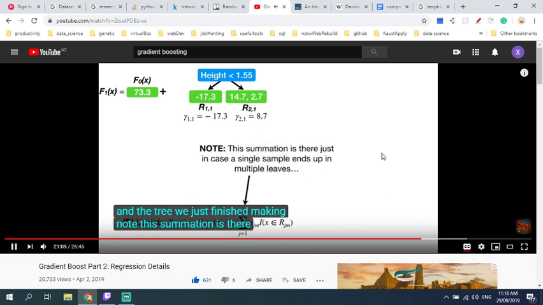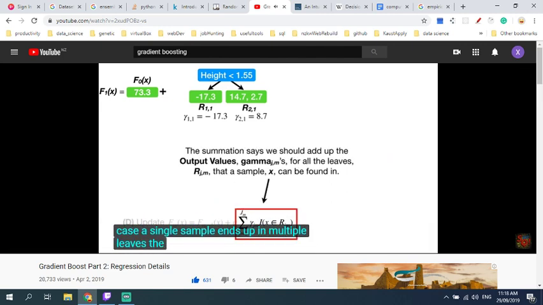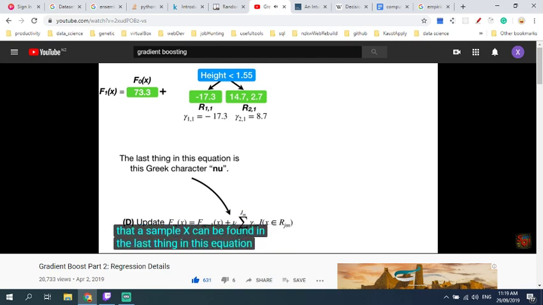This summation is there just in case a single sample ends up in multiple leaves. The summation says we should add up the output values, gamma sub j comma m's, for all the leaves, R sub j comma m, that a sample, x, can be found in. The last thing in this equation is this Greek character, nu. Nu is the learning rate and is a value between 1 and 0.